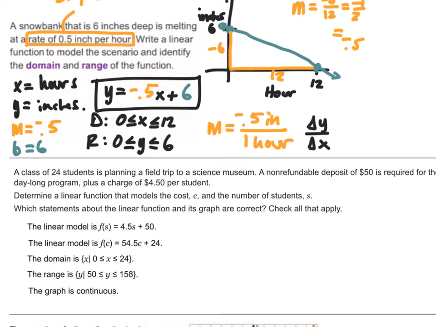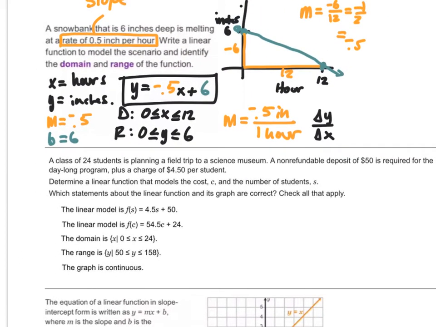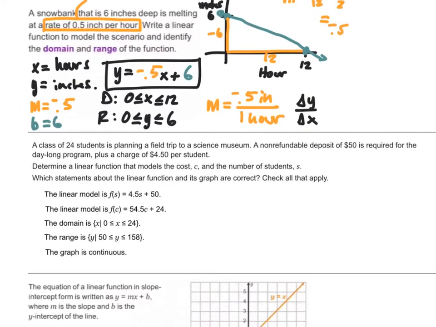On this next one, it says a class of 24 students is planning a field trip to a science museum. A non-refundable deposit of $50 is required for the day-long program, plus a charge of $4.50 per student. It says determine the linear function that models the cost C and the number of students S. Which statements about the linear function and its graph are correct? So S is like your x value, and C is like your y value.